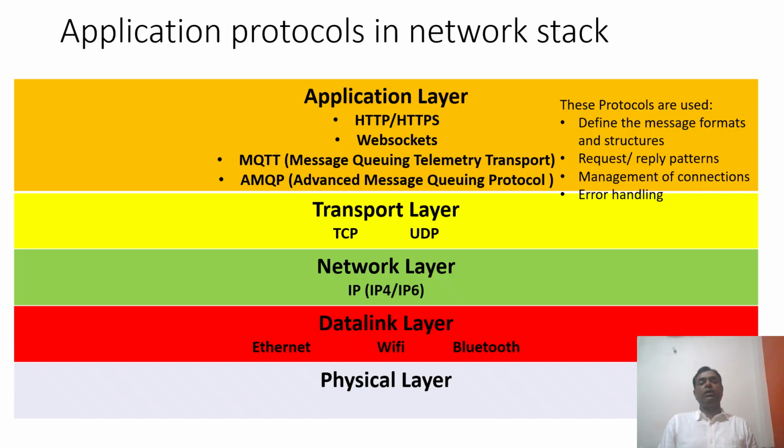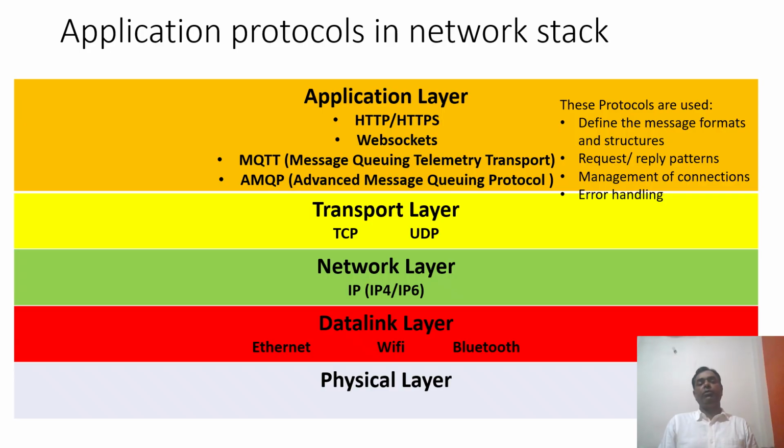Now, there are two protocols in this PPT that you can see in the transport layer: TCP and UDP. TCP stands for Transmission Control Protocol and UDP stands for User Datagram Protocol. TCP is connection oriented and more reliable, and UDP is a connectionless protocol. It is less reliable as compared to TCP.